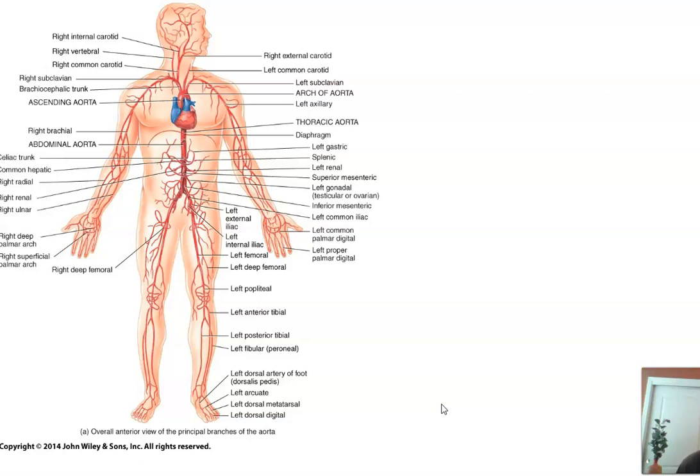The systemic arteries branch from the aorta, which consists of the following segments. We have the ascending aorta as it leaves the heart and goes upward. Then we're going to have the arch of the aorta as it bends to the left. And then it continues as the descending aorta, which has 2 parts. Above the diaphragm, we're going to call it, letter C, the thoracic aorta. And then below that, we will have the abdominal aorta.